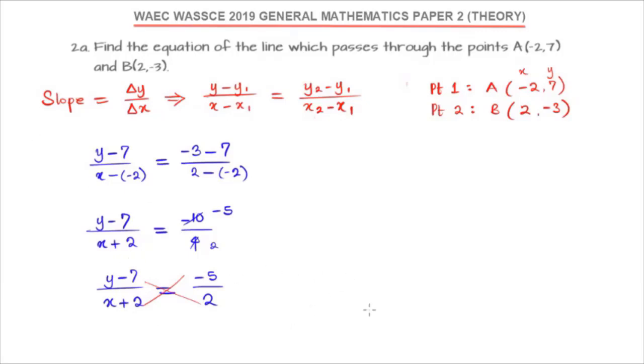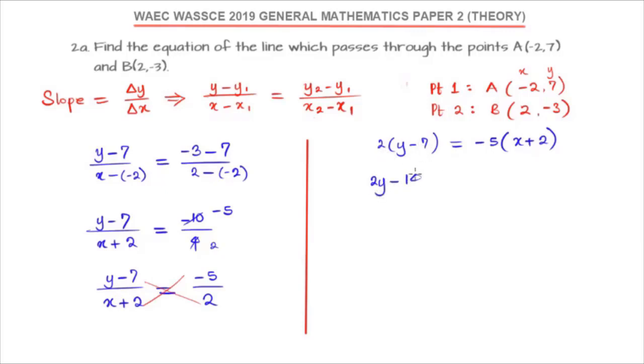Let me divide our board. So if you cross multiply, we are going to have 2 multiplied by y minus 7 is equal to minus 5 multiplied by x plus 2. Okay, so let's open up the bracket. 2 times y is 2y, 2 times minus 7 is minus 14, minus 5 times x will give minus 5x, minus 5 times 2 will give minus 10. Minus 10, not 10.